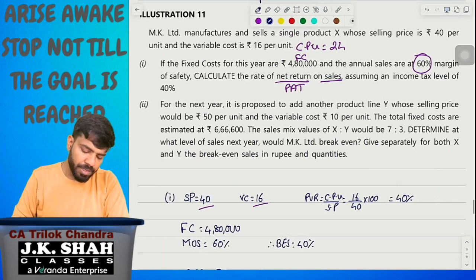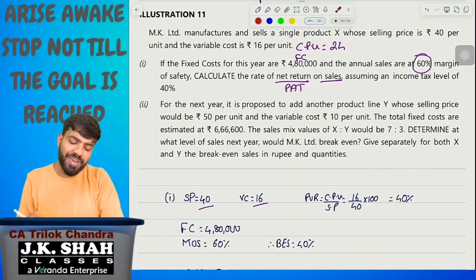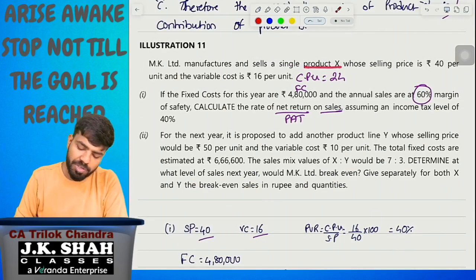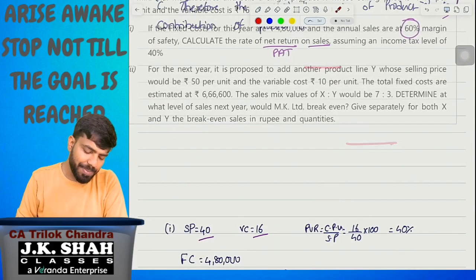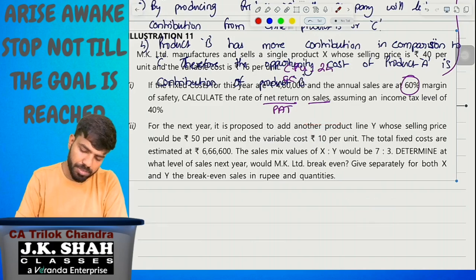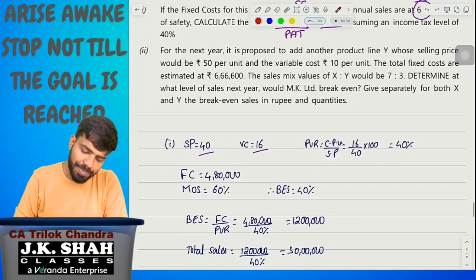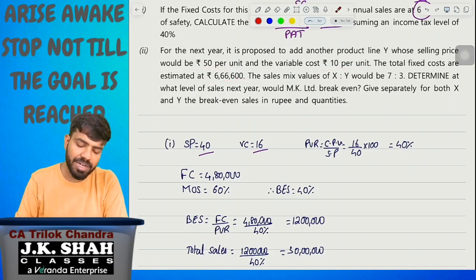Okay, next. And then they have given for the next year, it is proposed to add another product line Y. As of now, we are having product X. Now they plan to add product line Y, whose selling price is 50 rupees and variable cost is 10 rupees. Total fixed cost comes to 6,66,600. Sales mix of X and Y is 7:3. Determine what level of sales next year would make them break even.